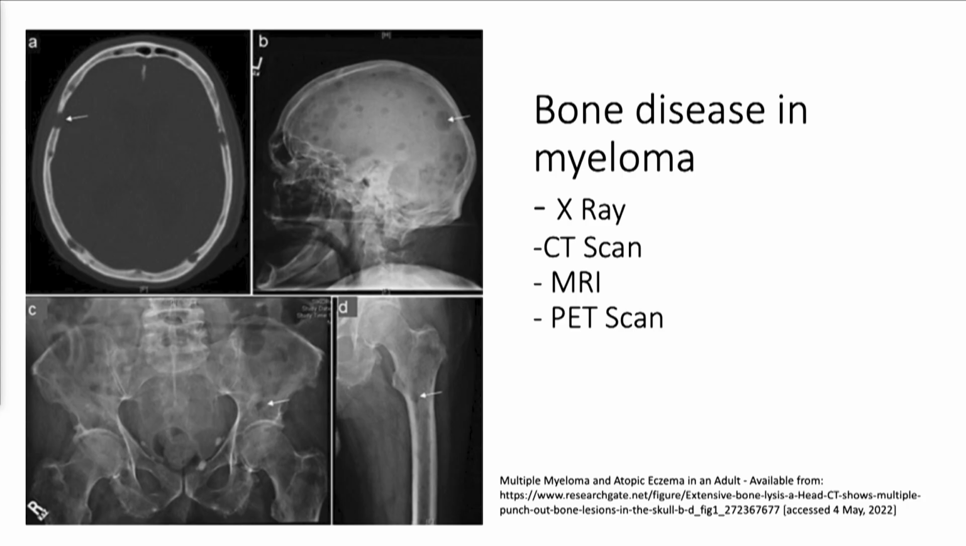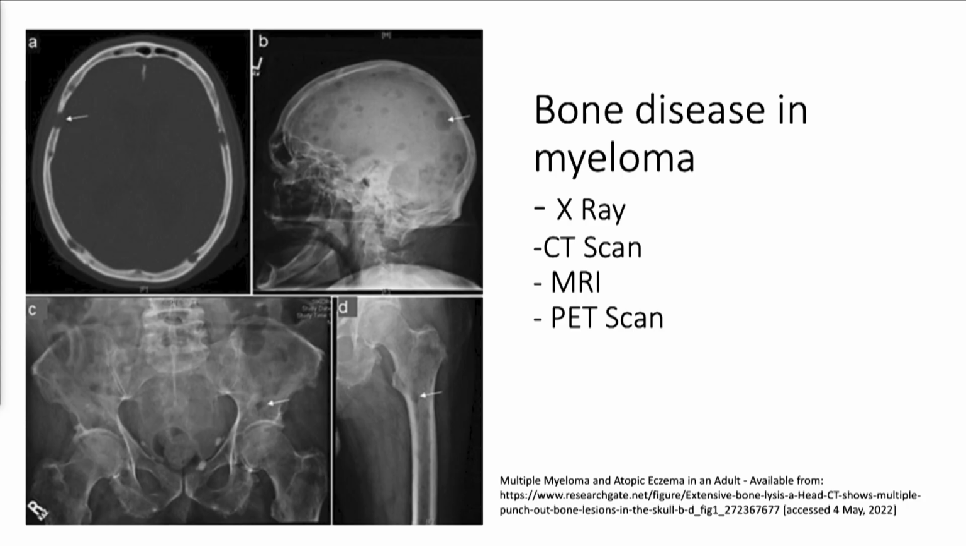And here you can see lytic lesions in the skull, in the pelvis, and in the long bones of the leg. But now we use more sensitive methods like CT scan, which you can see on the top left corner there, and a lytic lesion highlighted quite clearly. So we do a whole body CT scan, but we can also do an MRI, whole body MRI, or a PET CT scan.